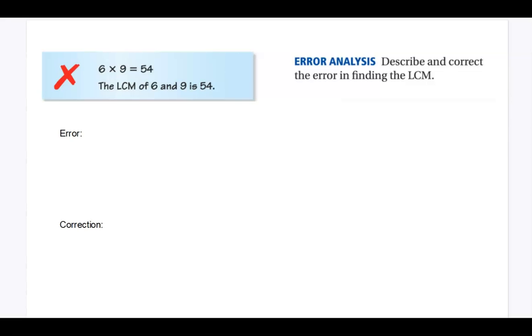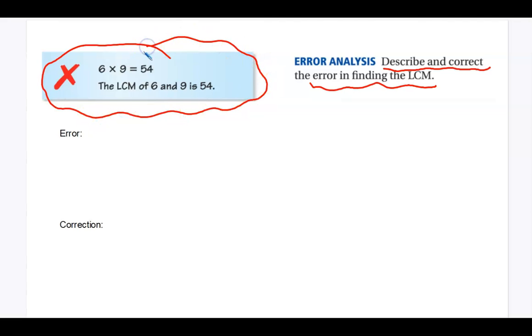Okay, let's look at one last example. You'll see questions in the textbook that ask you for error analysis, and you're being asked to describe and correct the error in finding the least common multiple. Oops, I do have one more example after this. Okay, so notice that this student said, hey, I can do the least common multiple just by multiplying the 2 numbers together. My approach to these, where I'm trying to correct somebody else's error, is to do the work correctly myself, and then I compare them.